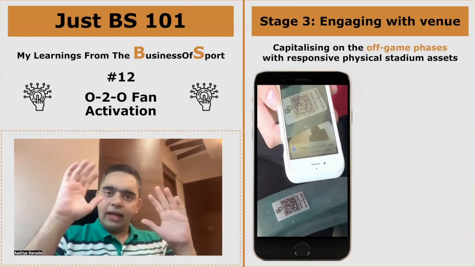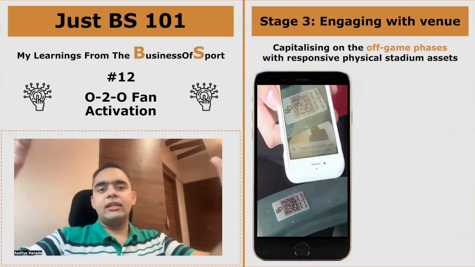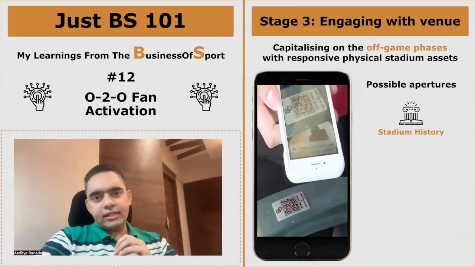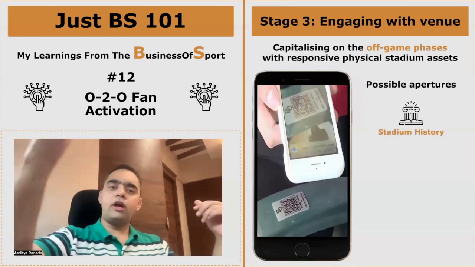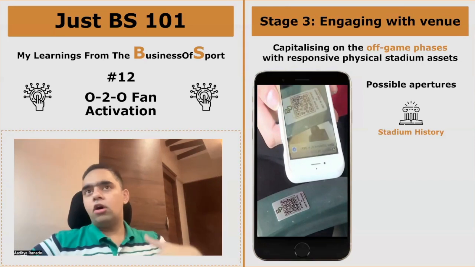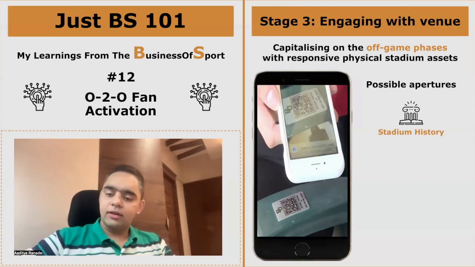Stage three, engaging with the venue when the match is not live or when there is a break in the live action. An interesting example could be simply having QR codes placed at different points in the stadium, educating fans about the history of this arena, of some of the great legends who have participated in that particular stadium.